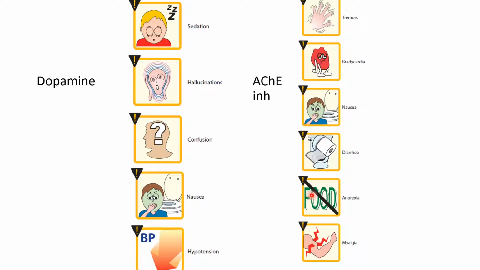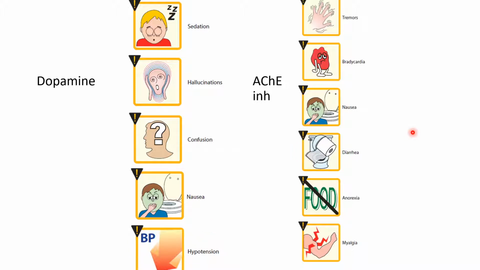So the adverse effects of dopamine agonists include sedation and drowsiness, hallucinations during the sleep, and confusion during the day. So not recommended for the students, and nausea and vomiting after taking a meal, and hypotension.